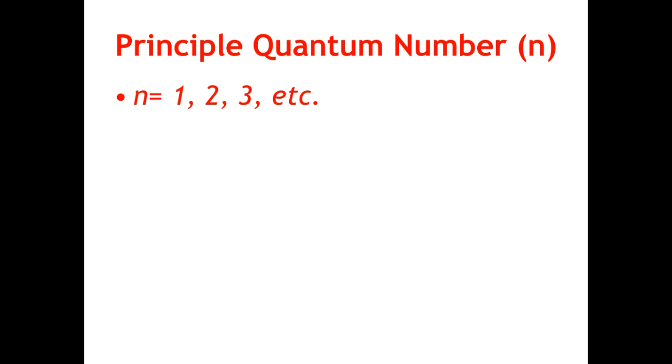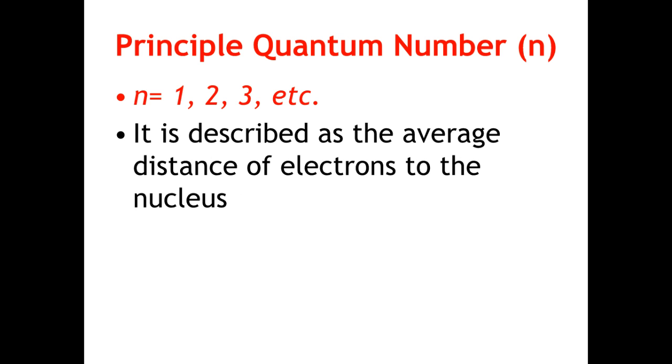So let's tackle the first one, the principal quantum number. The principal quantum number cannot be 0. It can be 1, 2, 3, 4, 5, etc. And as you know, they are the energy levels, which we've actually numbered on the side of your periodic table, and they represent each row. But it really is the energy level. It is described as the average distance of electrons to the nucleus.